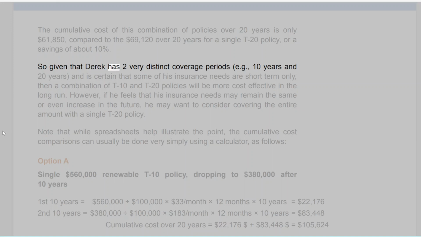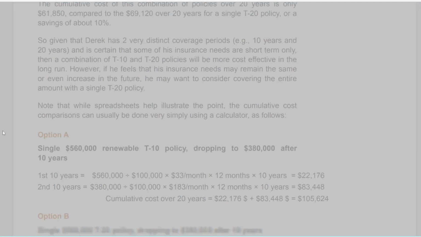So given that Derek has two very distinct coverage periods, for example, 10 years and 20 years, and is certain that some of his insurance needs are short-term only, then a combination of T10 and T20 policies will be more cost-effective in the long run. However, if he feels that his insurance needs may remain the same or even increase in the future, he may want to consider covering the entire amount with a single T20 policy. Note that while spreadsheets help illustrate the point, the cumulative cost comparisons can usually be done very simply using a calculator, as follows.